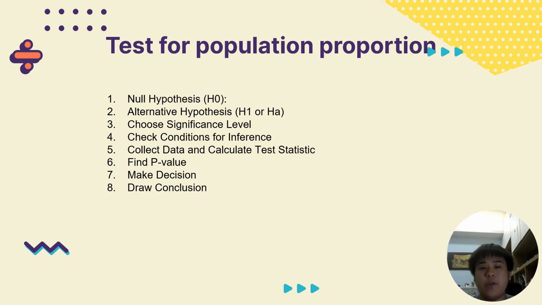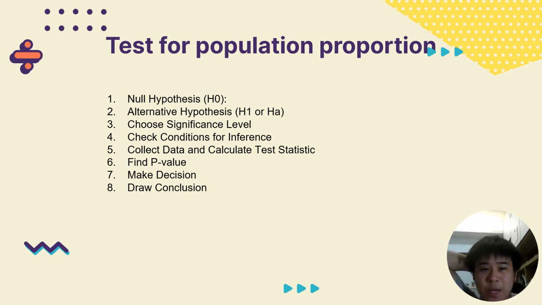Next, you'll be choosing the significance level. Now, usually, all the time, if the question does not give you the significance level for the test, use 0.05. That's your default number. Use 0.05, unless the question asks you to use a different significance level, or else always use 0.05.